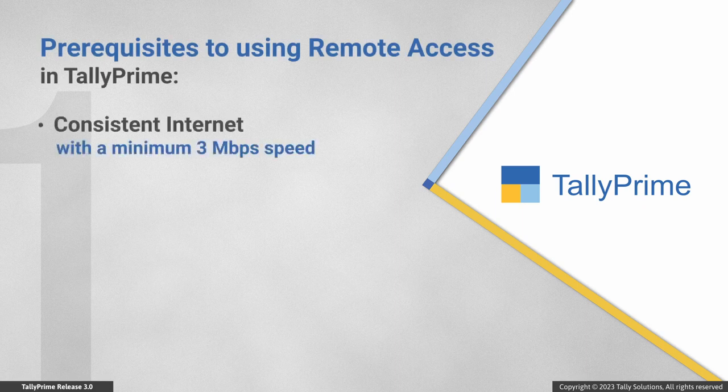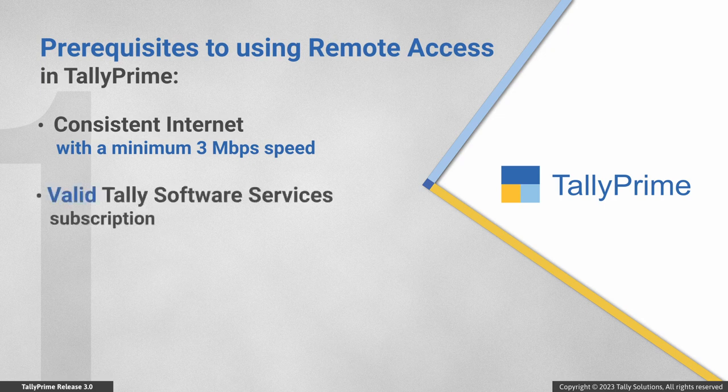First and foremost, you need a consistent internet connection with at least 3 megabits per second speed for a decent experience with remote access in TallyPrime. It ensures that you access TallyPrime company smoothly without any interruptions or lag that might occur due to inconsistent internet or lesser internet speed. Moreover, you will need a valid TSS subscription and the latest TallyPrime release is recommended.